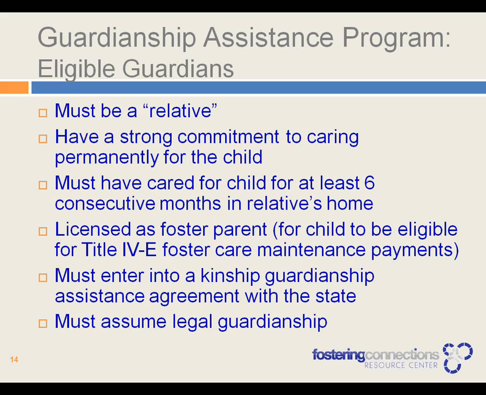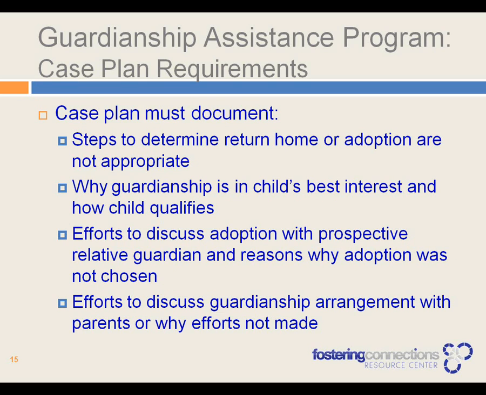The other requirements for the guardians include that they have a commitment to care permanently for the child, that they have cared for the child for at least 6 consecutive months, that they are licensed as a foster parent, and they must enter into a guardianship assistance agreement with the state, and we'll talk more about that in just a minute, and that they must assume legal guardianship. Turning to the case plan requirements now.